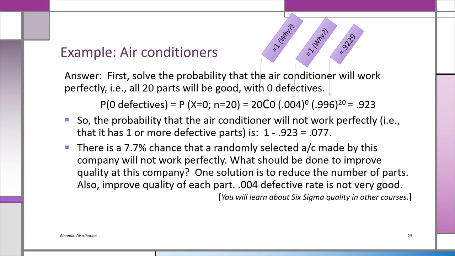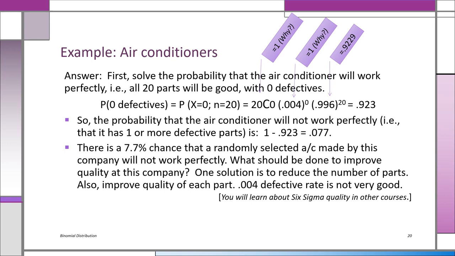Now you want to know, well, but that wasn't the question. The question is that it doesn't work well. What does not working well mean? At least one defective. Two, certainly not going to work well. Three. So you just take 1 minus the 0.923, and that's 0.077, and that answers the question that the air conditioner does not work well. In other words, there's a 7.7% chance that a randomly selected air conditioner made by the company will not work perfectly.